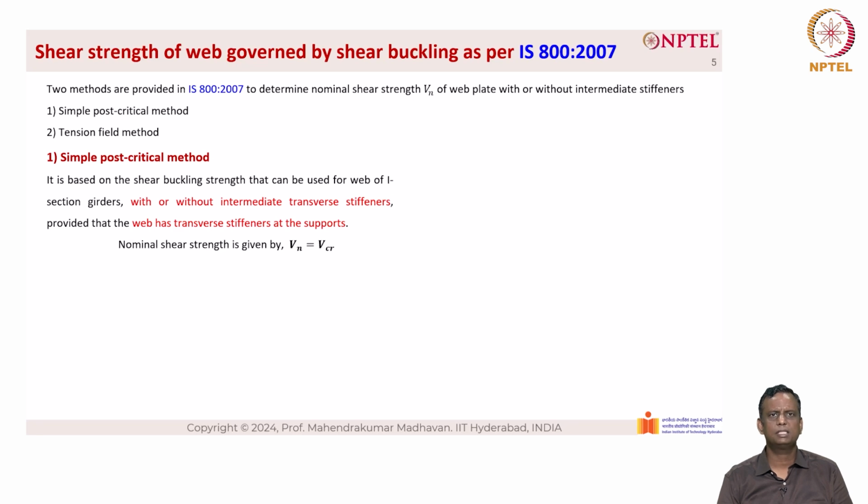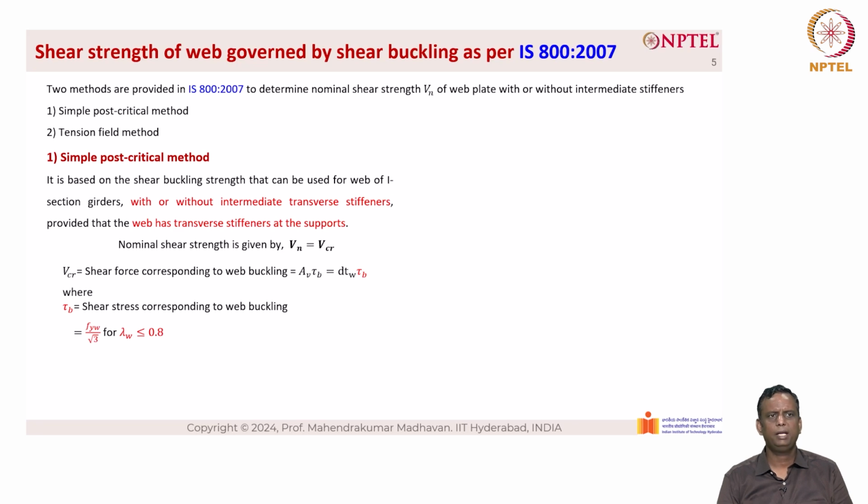So, the nominal shear strength is given by Vn equal to V critical, where V critical is the shear force corresponding to web buckling, and it is defined as Av into tau B, which is equal to D into Tw, which is the shear area, into tau B, where tau B is the shear stress corresponding to web buckling, which is equal to Fyw divided by root 3 for lambda sub w less than or equal to 0.8, and it is equal to 1 minus 0.8 into lambda sub w minus 0.8 into Fyw divided by root 3 for lambda w ranging between 0.8 and 1.2, and it is equal to Fyw divided by root 3 into 1 by lambda w square for lambda sub w greater than 1.2.